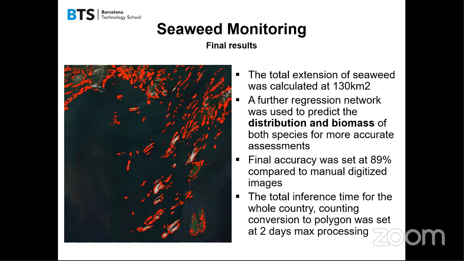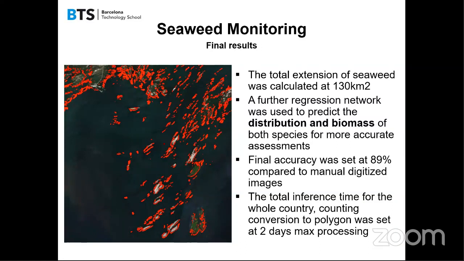That's a lot of seaweed. But basically that was not enough. By knowing the extension, we needed to do a further step, which was a regression in order to predict the distribution and the biomass of both species, because this segmentation was many times just classifying seaweed as such. So then we needed another network in order to know what was the potential percentage per pixel of one seaweed or another.